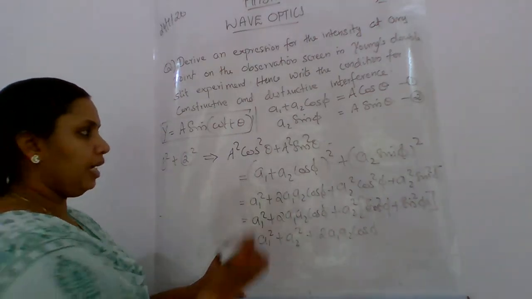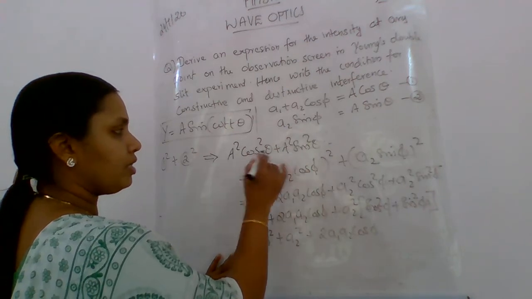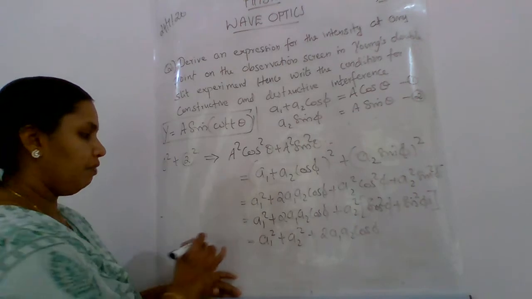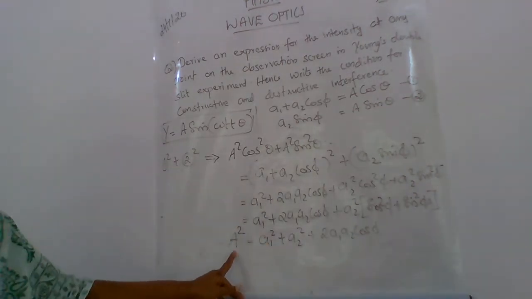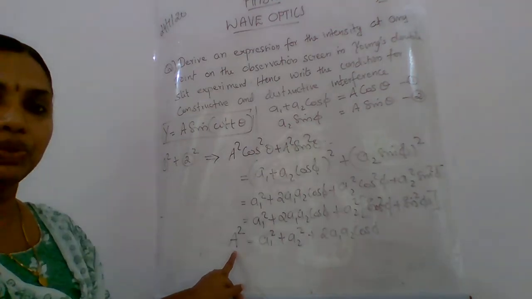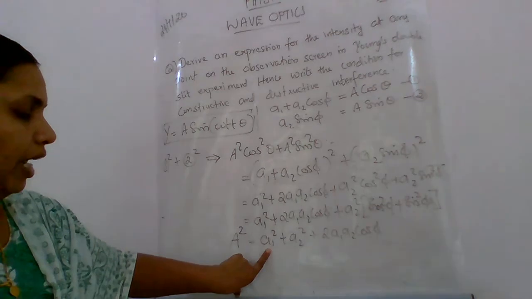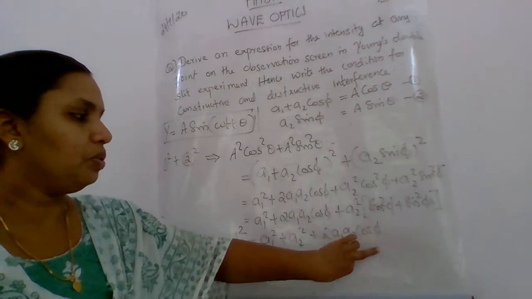And look at the left side also, A square is common, so cos square theta plus sin square theta is again 1. So it is A square. I told you A is the amplitude of the resultant wave, that is, A square is equal to A1 square plus A2 square plus 2A1 A2 cos phi.